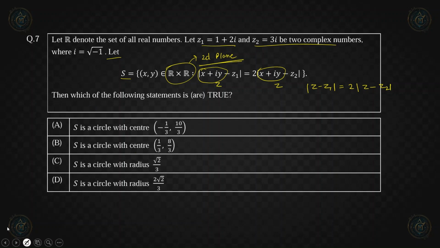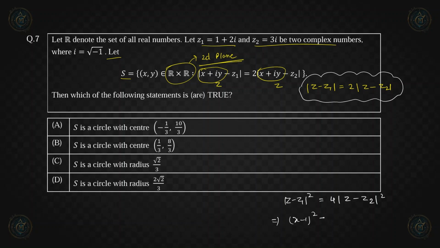So we have to find the equation in terms of x and y, the equation in the 2D plane. Let us find this. This is nothing but the equation of a circle. If we square both sides, we get |z minus z1| whole square equal to 4 times |z minus z2| whole square. So |z minus z1| squared will be (x minus 1) whole square plus (y minus 2) whole square, equal to 4 times (x square plus (y minus 3) whole square).